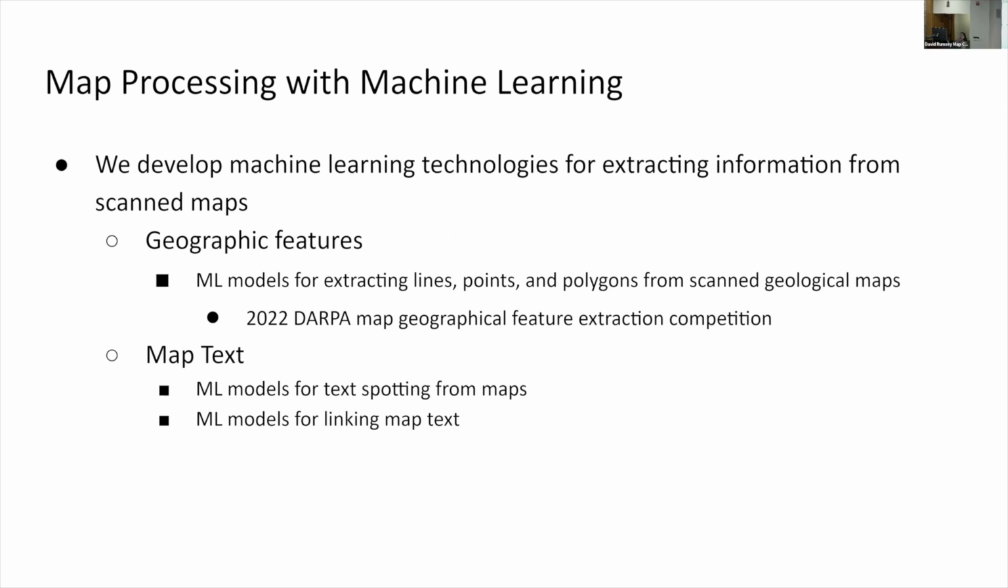We develop machine learning technologies for extracting information from scanned maps. For example, we extract geographic features from scanned maps. We build machine learning models for extracting lines, points, and polygons from scanned geological maps. So we won the 2022 DARPA Map Geographical Feature Extraction Competition. And the other thing is that we extract map text information from scanned maps. So we build machine learning models for text spotting from maps, and we also build machine learning models for linking map text.